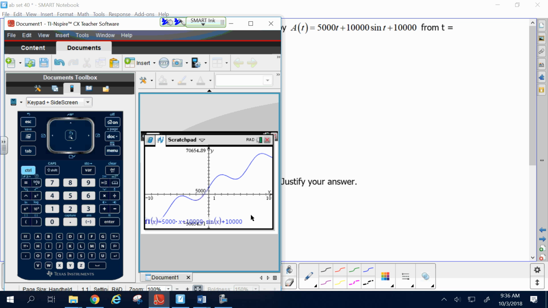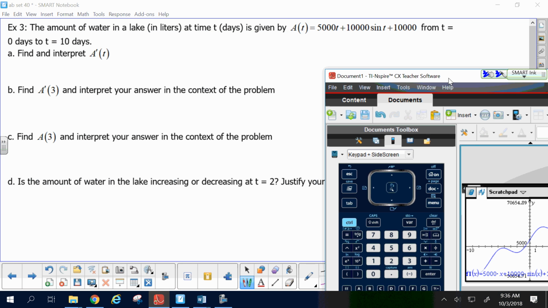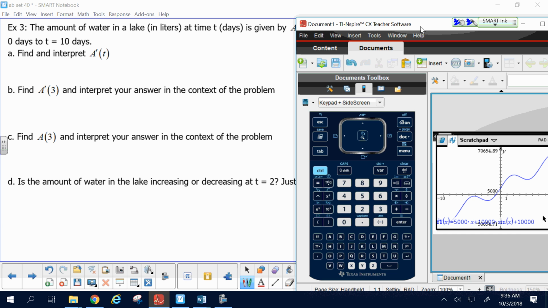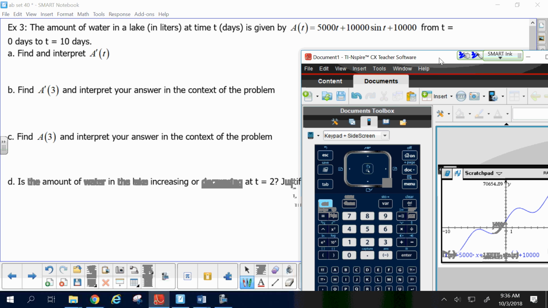All right. Now then, this is the amount of water at a given time. So if I were to find and interpret A prime, let's start by finding A prime at any t. A prime, what is the derivative? What's the derivative of 5,000 t? 5,000. What's the derivative of 10,000 sine t? 10,000 cosine t. And what's the derivative of 10,000?